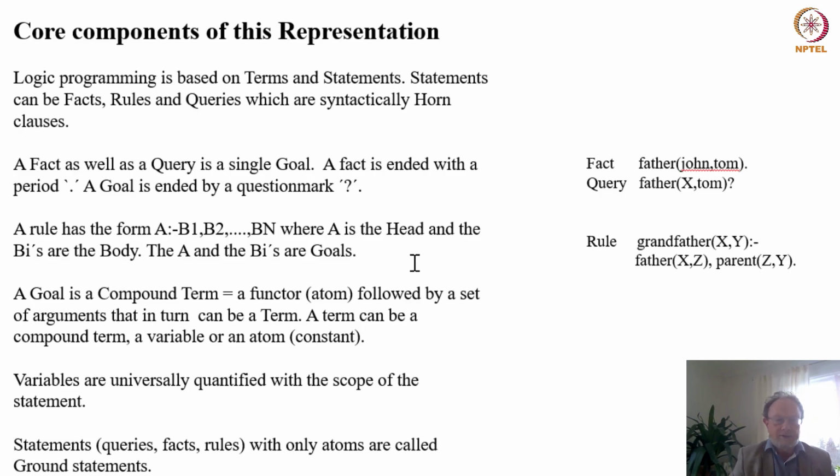So what is a goal then? So facts, queries, and rules are statements. However, a key part of all these are goals. So a goal is a compound term, and actually, a compound term is a functor, which is an atom, which is a constant, followed by a set of arguments that in turn can be a term. And a term can be a compound term, of course, or a variable, or an atom, which is equivalent to a constant.